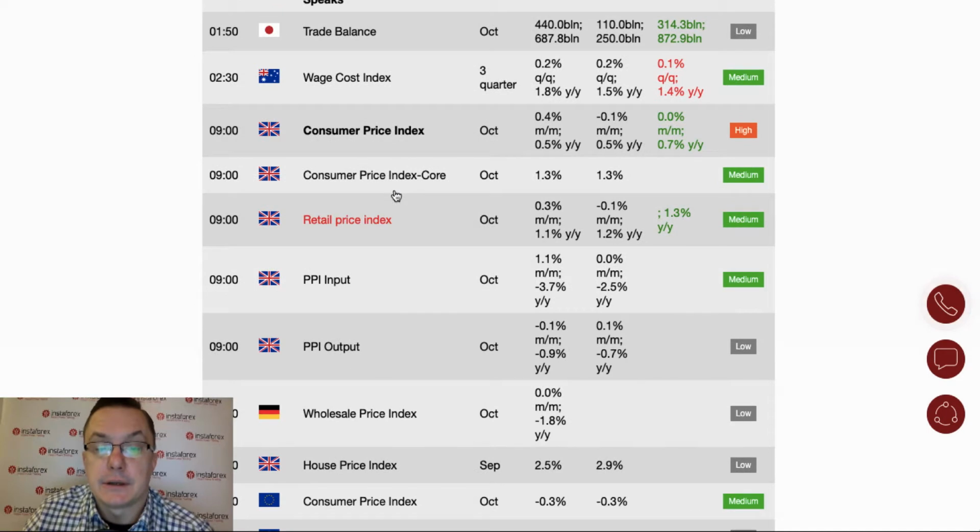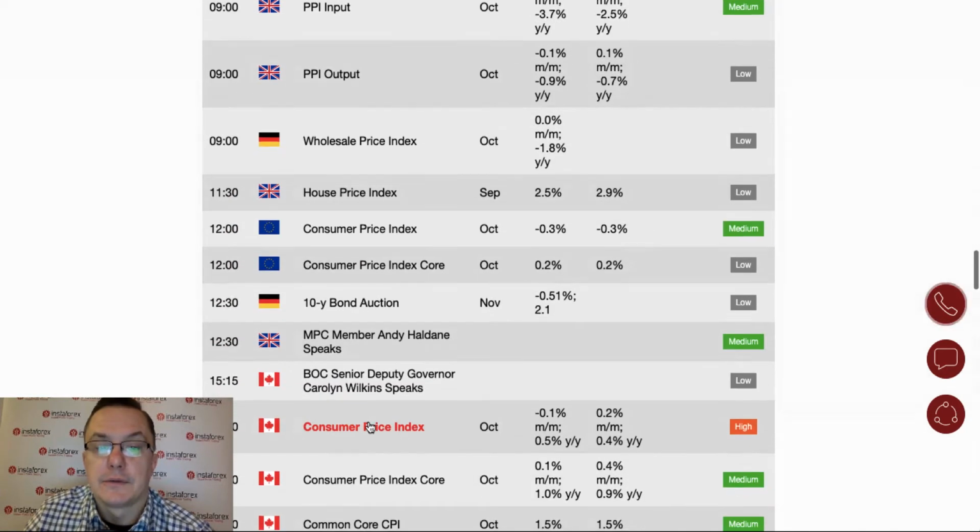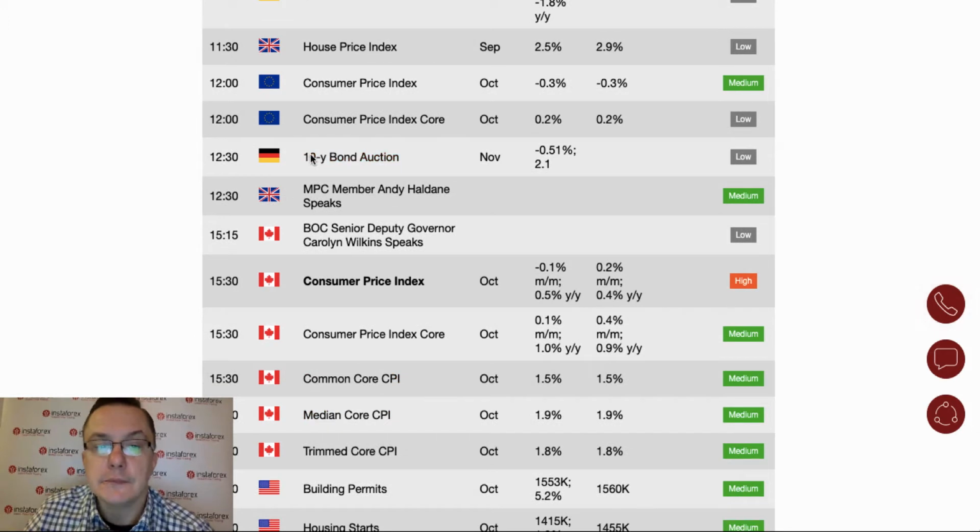We got some data from United Kingdom, more data from the United Kingdom: retail price index, PPI input and PPI output. So as you can see, a bunch of data from United Kingdom, and then at 11:30 there is house price index data as well from the United Kingdom. At 12 a.m. consumer price index at noon from the Eurozone. As you can see, it has a medium impact on the markets.